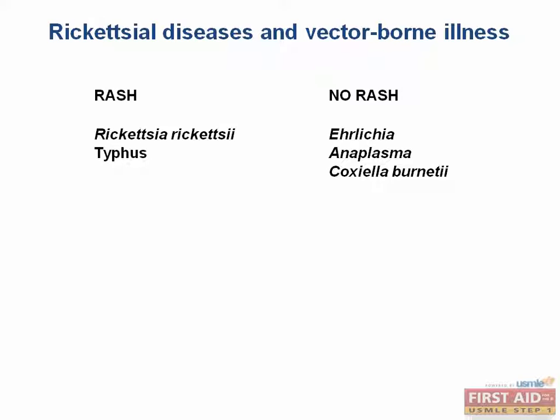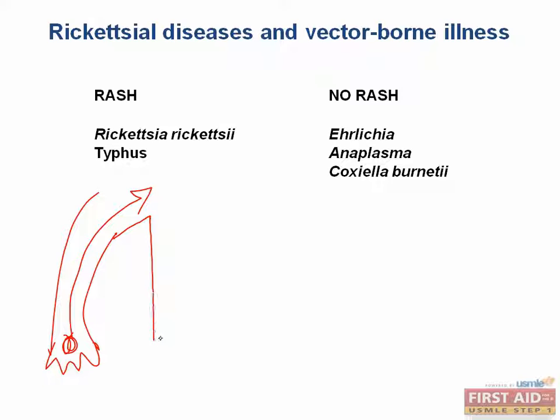As we just discussed, Rickettsia rickettsii is usually associated with a rash, and the rash of Rocky Mountain spotted fever is very unique. Do you remember how it is classically described? Well, it starts peripherally on the hands and feet and later moves in centrally to involve the trunk. In other words, it starts distally and moves proximally.